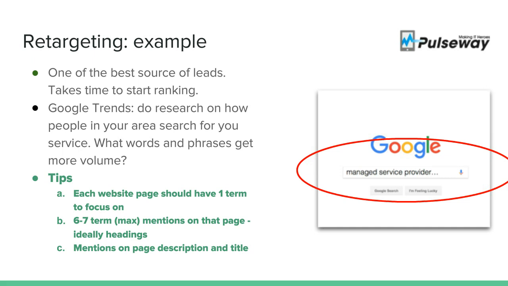So check out Google Trends. You see what people are searching, and what you want to do is, each page on your website should have one item to focus on, a specific keyword. 60 terms max, mentioned in the page description and the title. This is whoever does your website, and if you buy a template, that's all structured for you. So it's very easy to do. You don't need to code anything.